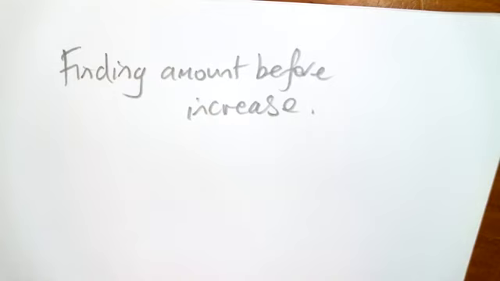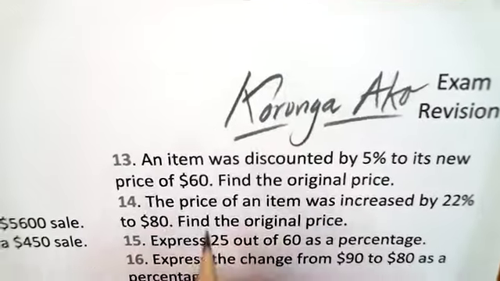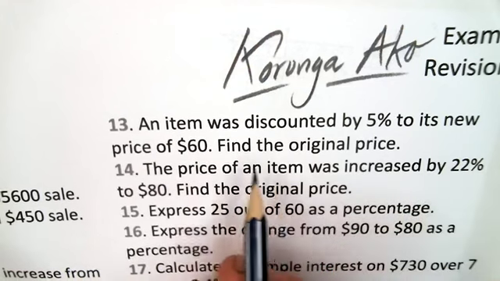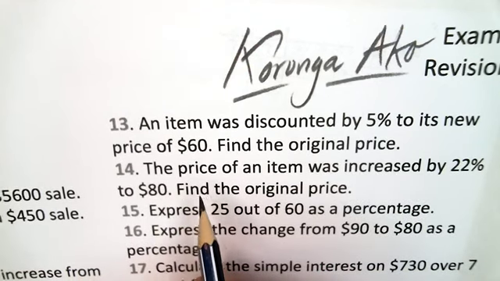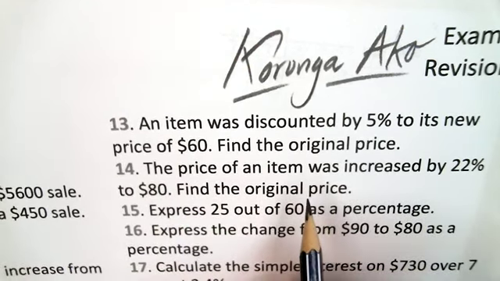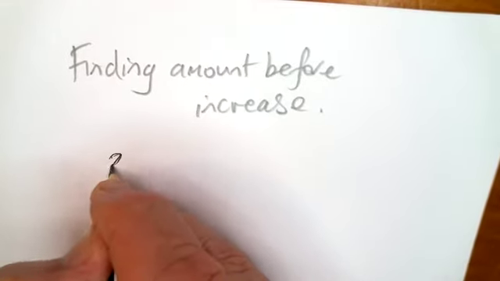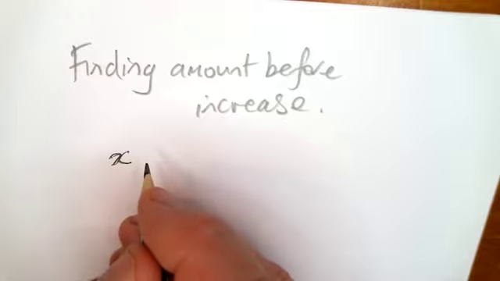Let's look at finding the amount before an increase is made. So let's imagine, and I've got some examples here, it says the price of an item was increased by 22% to $80. Find the original price. So the price of an item, I'm going to call that item X, was increased by 22%.